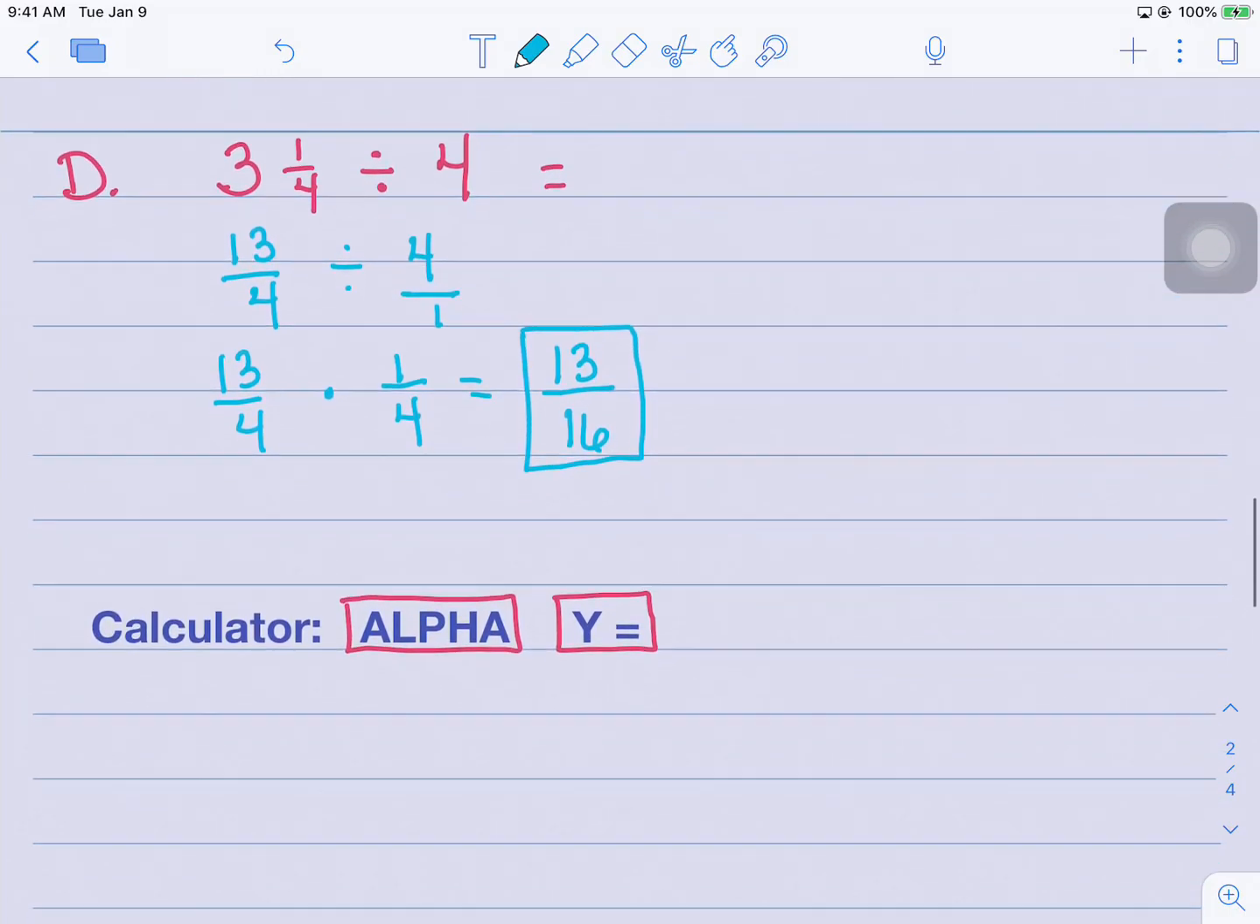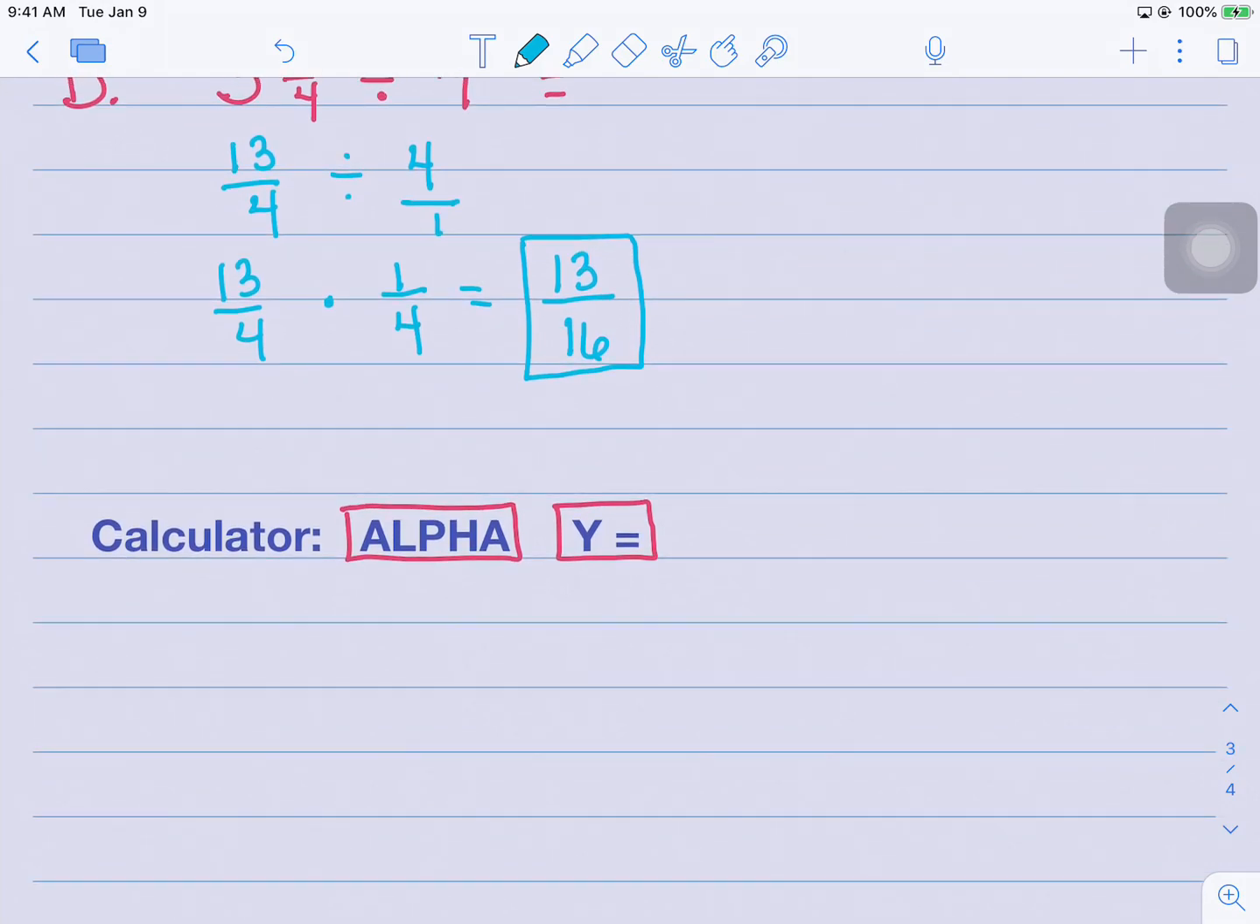Now on the calculator, to get to the shortcut feature of fractions and fractions to change to decimals and mixed numbers to improper, is alpha y equals. The alpha button is the green button, and the y equals is the first button at the top near your screen. It also says stat plot right above it. So we're going to talk about how to use those features.